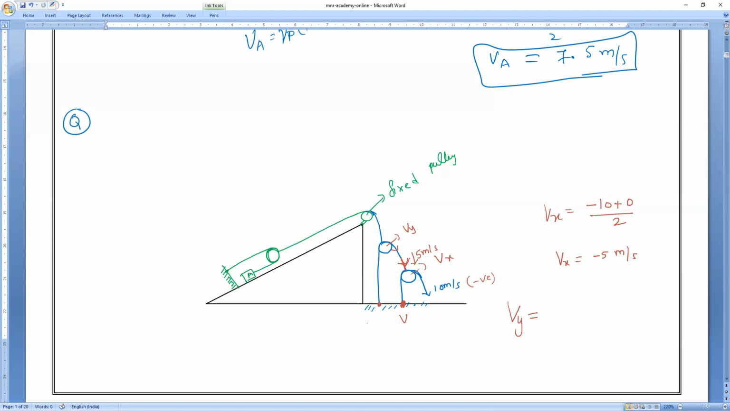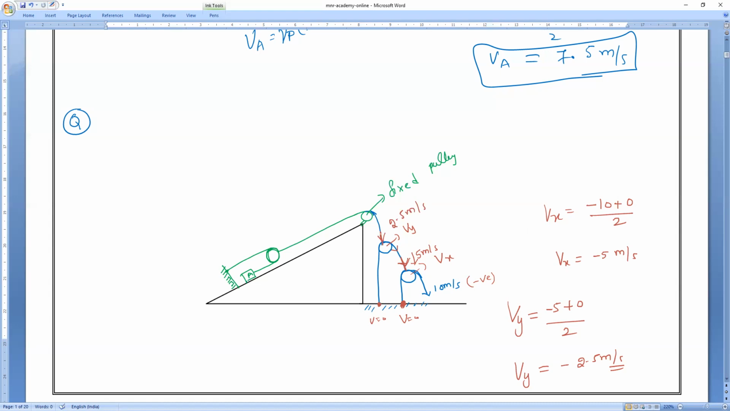Velocity of the other end is 0, here also 0. So what is the answer? Minus 5 plus 0 divided by 2. So what is the velocity of Vy, everyone? Minus 2.5 meters per second. Minus means it is acting in which direction? Downward. So it is also acting in the downward direction, 2.5 meters per second.